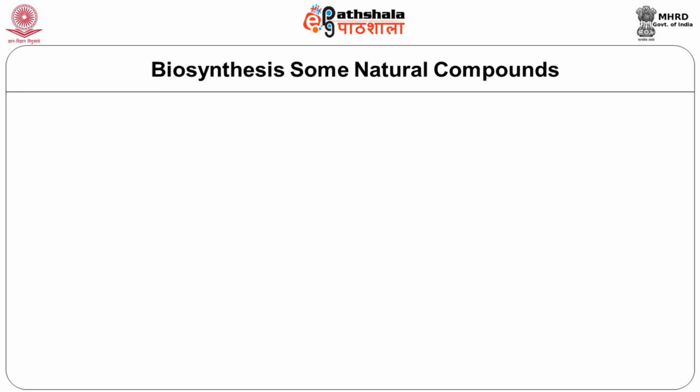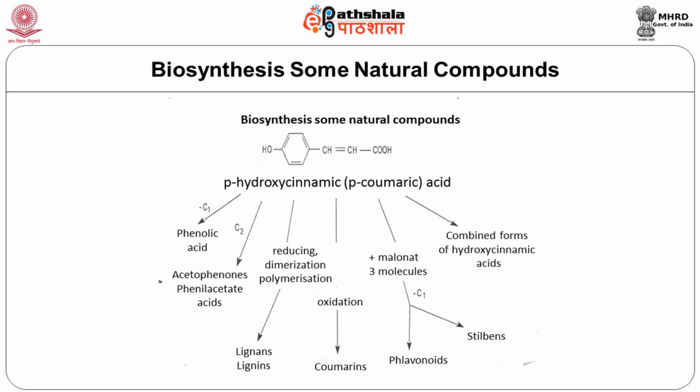Parahydroxycinnamic acid, or paracoumaric acid, can be further transformed into various C1, C2, C3 compounds like phenolic acids or acetophenones. By reduction, dimerization or polymerization, they can be transformed into lignans or lignins. Paracoumaric acid, by oxidation, can become the coumarins, and also flavonoids and stilbenes. In combined forms, hydroxycinnamic acids can also be biosynthesized from the various compounds of polyphenols.